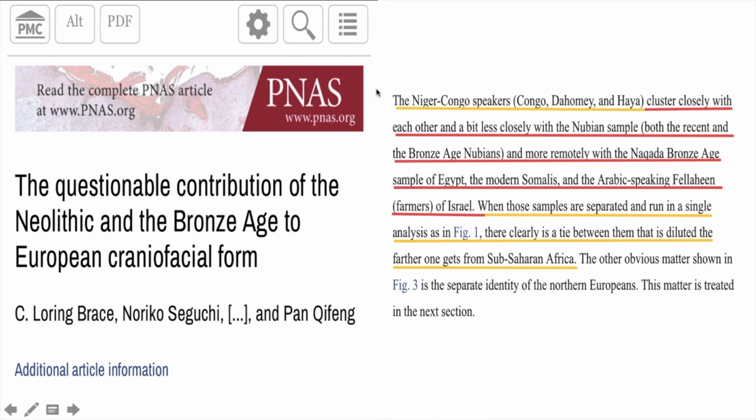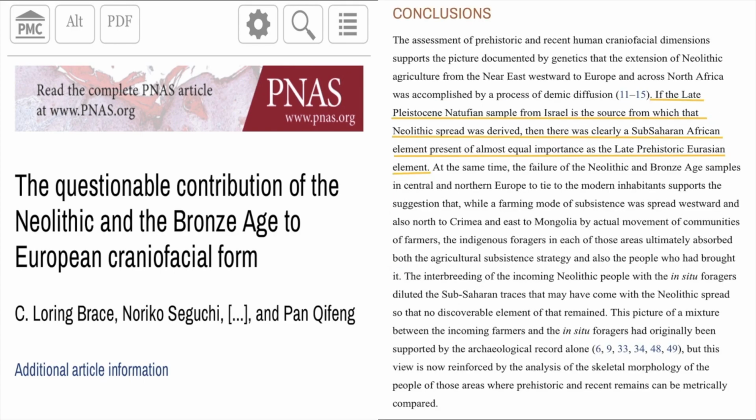So it says, the Niger-Congo speakers, Dahomey, Congo, and Hemnia cluster closely with each other and a bit less closely with the Nubian sample, both the recent and the Bronze Age Nubians, and more remotely with the Naqada Bronze Age sample of Egypt, the modern Somalis, and the Arab-speaking Fellahin farmers of Israel. When those samples were separated and run in a single analysis, as in Figure 1, there clearly is a tie between them that is diluted the further one gets from sub-Saharan Africa.